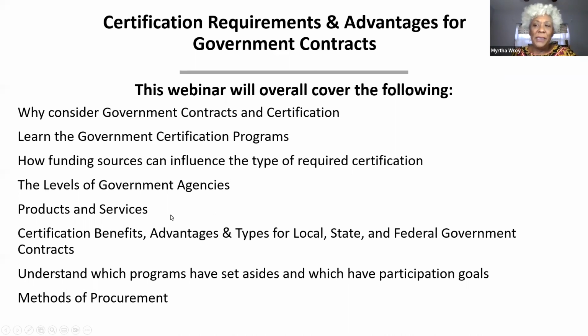And products and services, yeah, there's the saying that the government buys everything, including the air that you breathe. So I would break down a little bit that it depends on what the government needs and when, and how it's important to do your market research to know exactly who you're going to target to sell your products and services. So the benefits, advantages, the types of certifications in federal contracts, what are set-asides and participation goals, because all that ties with certification and different methods of procurement.